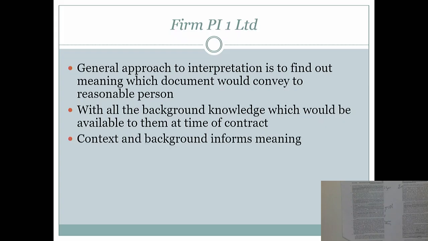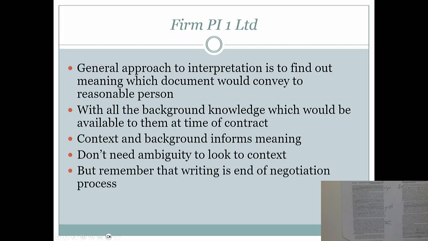And that the context and background of the case informs the meaning, and there is no need for ambiguity to look at this context. But then the court does give a nod to the parole evidence rule. When interpreting a document, you have to remember that the writing is entered into at the end of a negotiation process and is designed to give certainty to the parties. So we shouldn't lightly overturn that. But of course, there is no certainty given because any dispute will still need to go through the courts, sifting through all that background material.